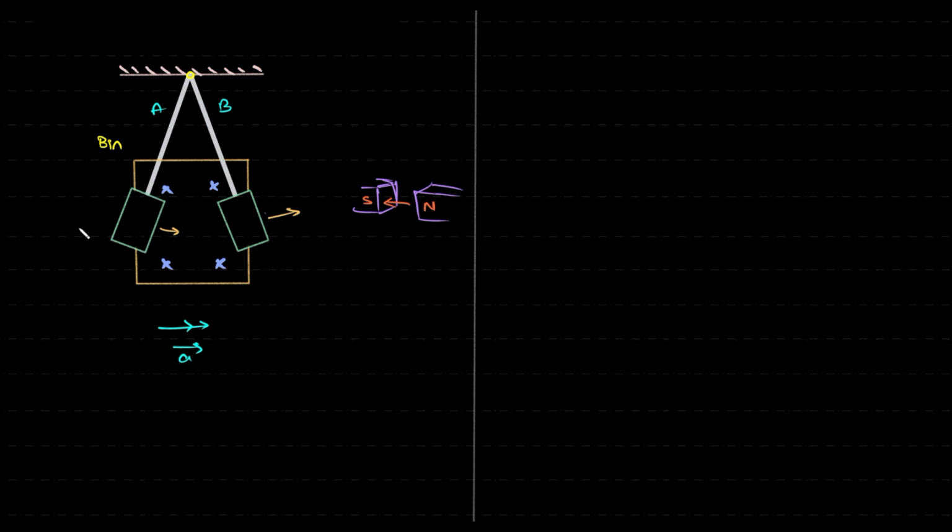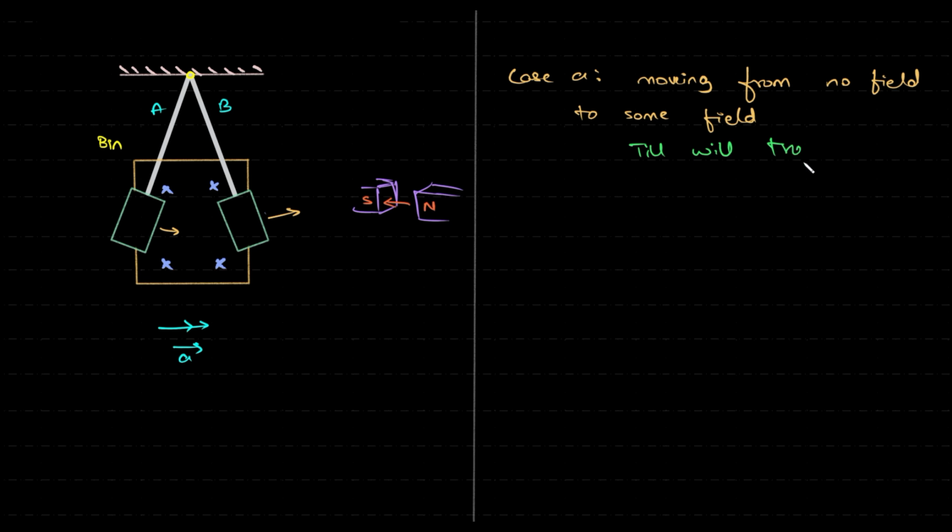In case A, it is going inward. Meaning it is moving from no field to some field. So what happens? It should oppose that, right? How will it oppose? By making itself north over here and south at the other end. So to resist, what will it do? It will try to push.